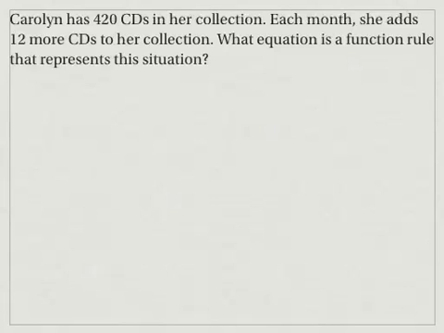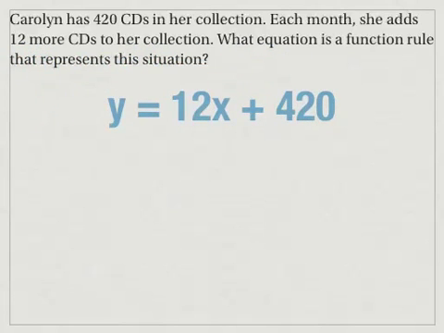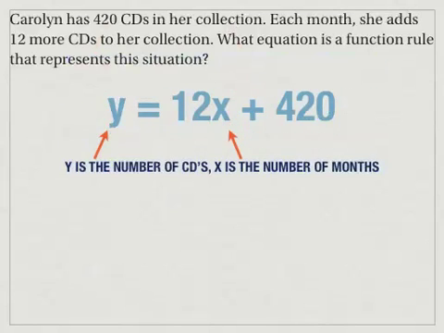So a function rule or equation that can represent this situation is y, which would be the number of CDs, equals 12x plus 420. Y is the number of CDs that she has, and x would be the number of months that she's been collecting the CDs.